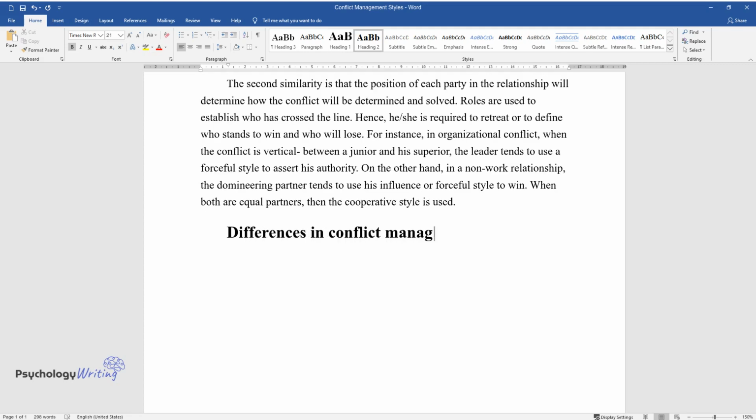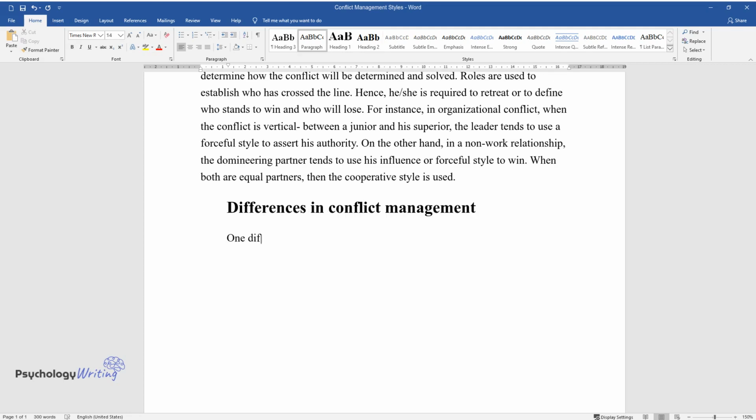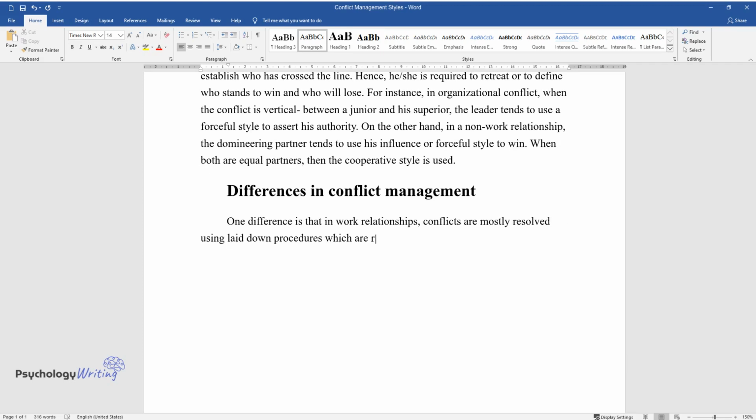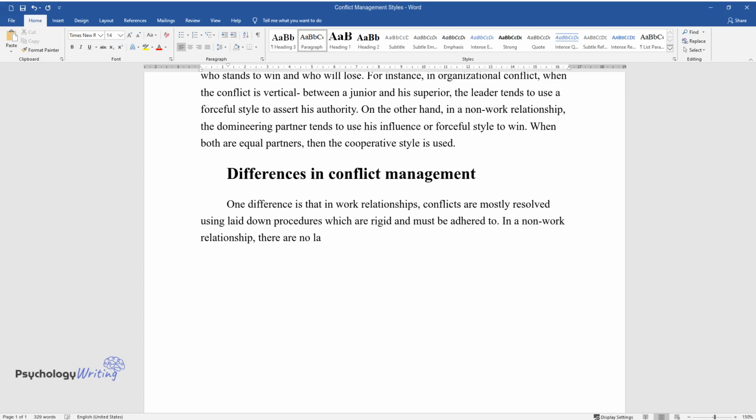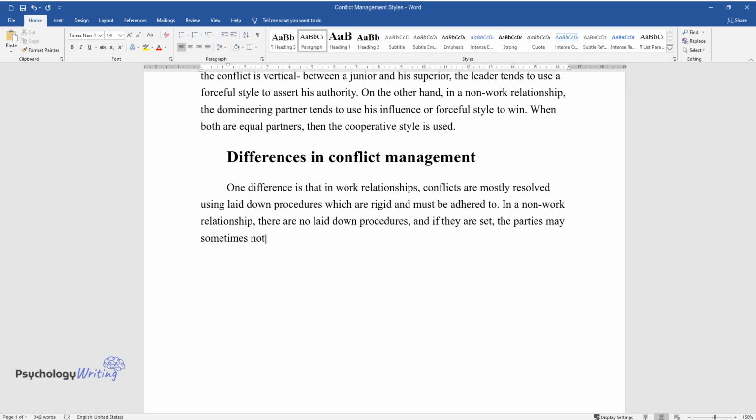Differences in conflict management. One difference is that in work relationships, conflicts are mostly resolved using laid-down procedures which are rigid and must be adhered to. In a non-work relationship, there are no laid-down procedures, and if they are set, the parties may sometimes not adhere to them when resolving conflicts.